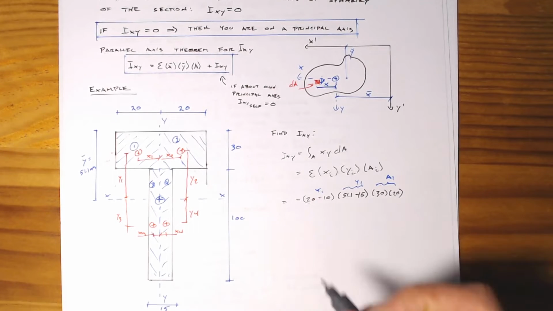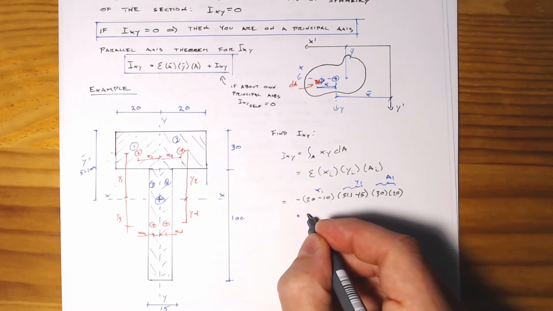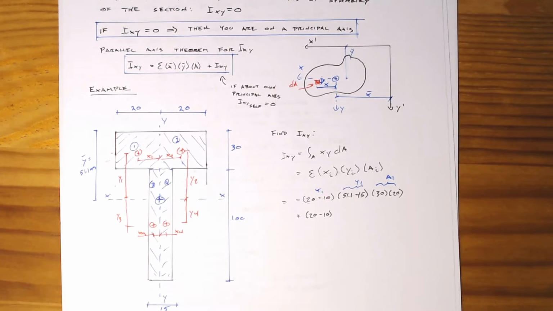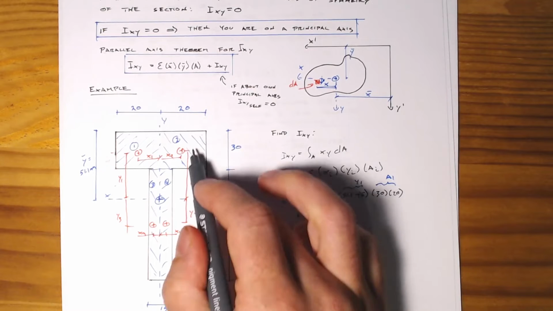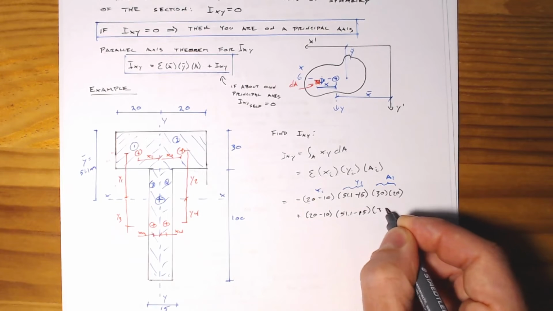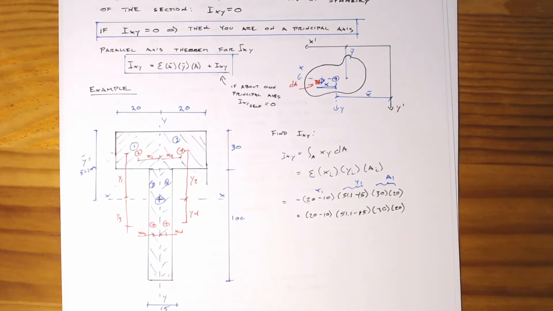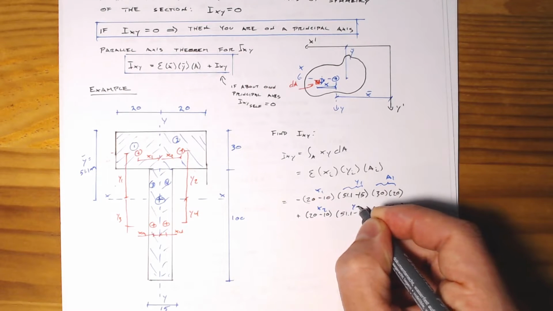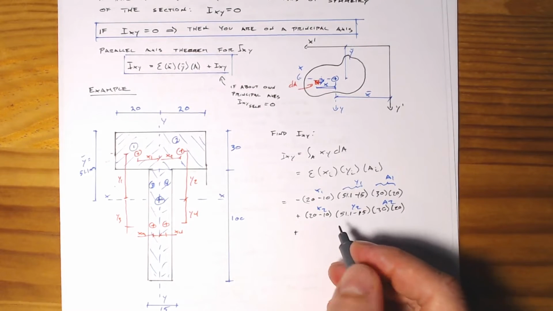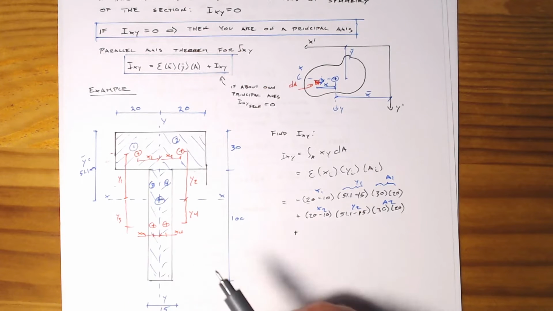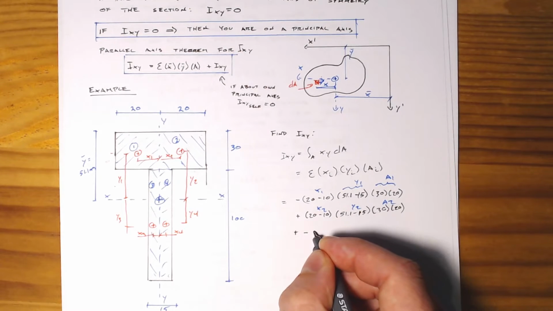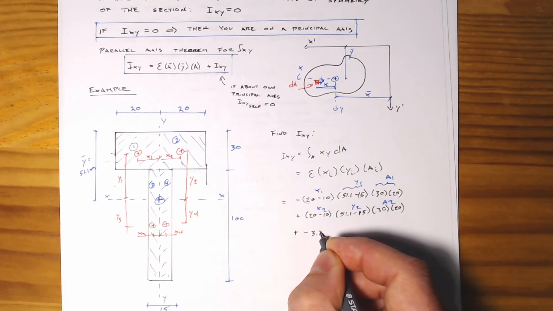Then we would add, plus 20 minus 10. So for piece 2, our x distance is positive. And then we'll have the same y distance, 51.1 minus 15, and the same area, 30 times 20. So this is x2, y2, area 2. And then we'll add in our distance for y3, which is simply going to be minus 3.75.